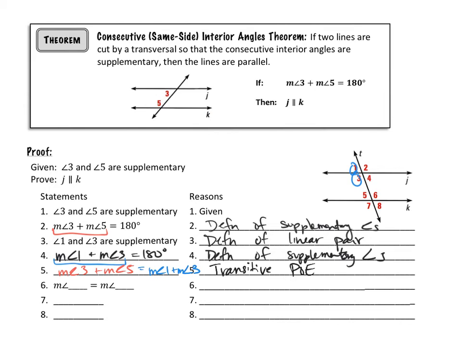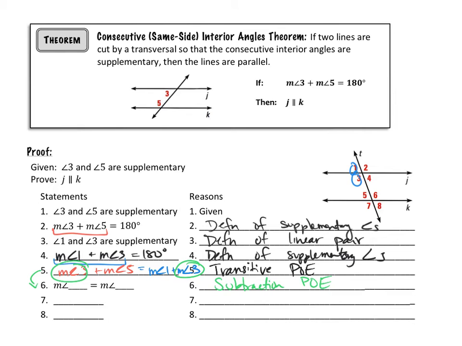Within this statement, I can see that the measure of angle 3 is on both sides, and in statement 6, I only have one measure on each side, so that measure of angle 3 had to go somewhere. It was added, so in order to undo adding, we subtract. So it is subtraction from both sides, so that is a property of equality.